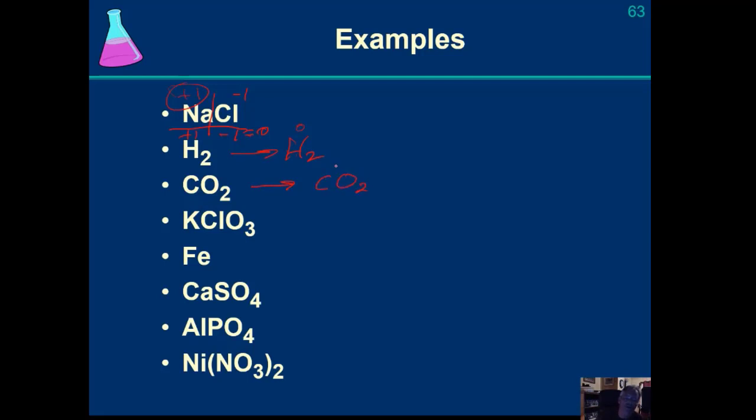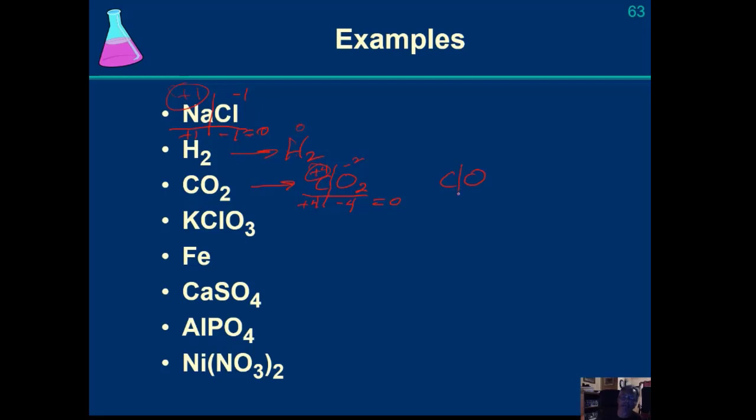So here's CO2. It's a compound, so all the oxidation states have to add up to 0. Oxygen is closer to the noble gases than carbon is, so it gets its charge. It's the more electronegative. That's a -2 charge. There are 2 of them. 2 times a -2 is -4. So that means that carbon has to be a +4 oxidation state.